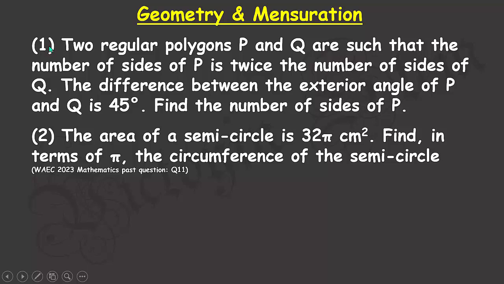I'll read the question. The first part. Two regular polygons P and Q are such that the number of sides of P is twice the number of sides of Q. The difference between the exterior angle of P and Q is 45 degrees. Find the number of sides of P. The second question, the area of a semicircle is 32 pi centimeters squared. Find in terms of pi the circumference of the semicircle.